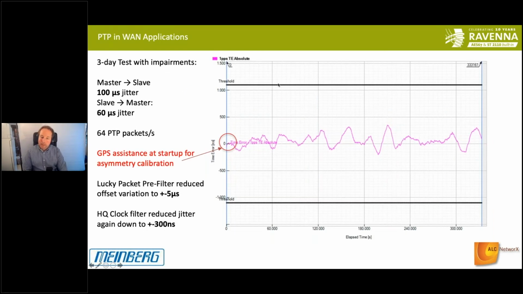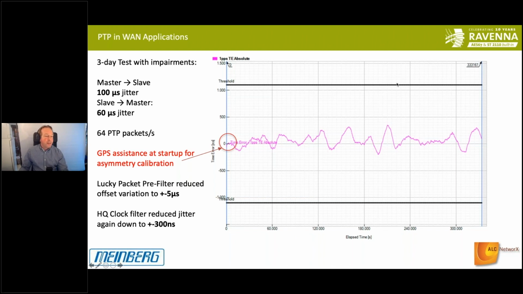So what's the result of this? So we did a 3-day test with the impairment generator with one of our units. And as I said before, it was simulating a jitter from master to slave of 100 microseconds, from slave to master of 60 microseconds. We used a PTP packet rate for the sync and delay request of 64 packets per second to optimize the lucky packet filter. And we used GPS as an assistance at startup to automatically calibrate for the asymmetry.